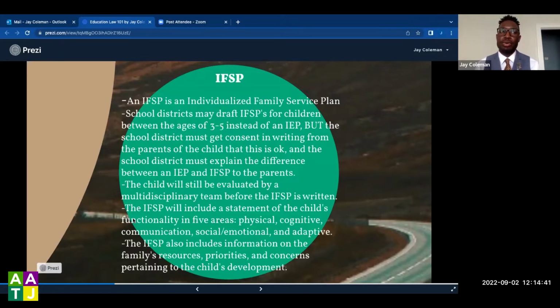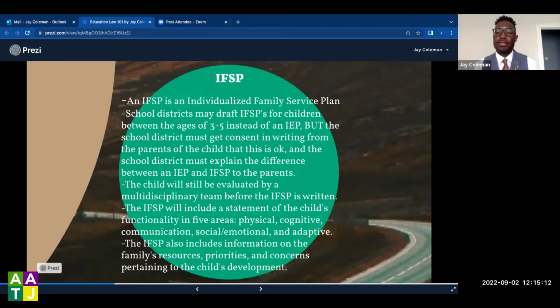Not so much the priorities for the family itself, even though that could be important, but mainly what are the family's priorities as it concerns the care and the upkeep and the raising of this child. And also other concerns that the family has pertaining to the child's development, whatever they may be. That will also be put into the plan, and a projection will be created as to how we'll meet certain goals as it pertains to the child's development.